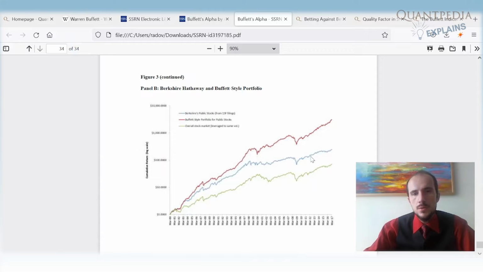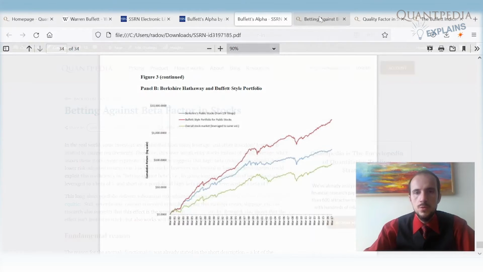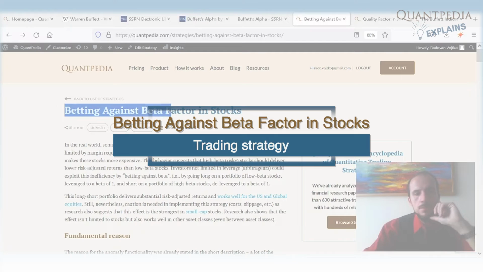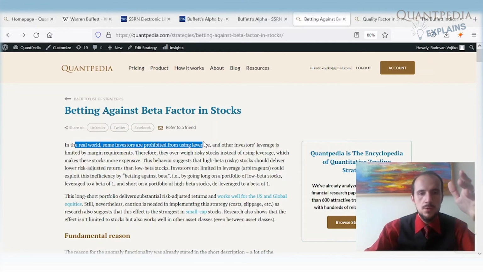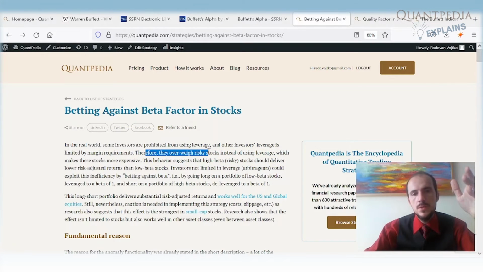The question is, what are those betting against beta and quality minus junk factors? So let's take a look at those two factors. What is the betting against beta factor in stocks? In the real world, some investors are prohibited from using leverage, so they cannot borrow money and invest into stocks. So instead, they try to overweight the risky stocks instead of using leverage. And this overweighting of risky stocks, or this very high interest in the risky stocks, makes these stocks very expensive. This behavior suggests that high beta stocks should deliver lower risk-adjusted returns than low beta stocks. What are the high beta stocks? High beta stocks are the stocks that have higher performance when the market is going up, and also higher drawdown when the market is going down.